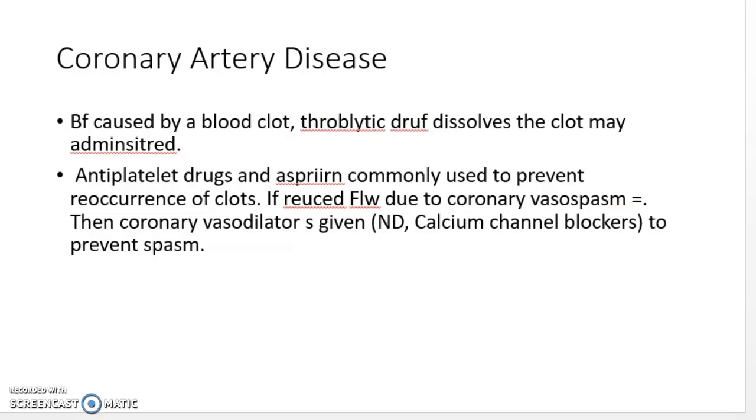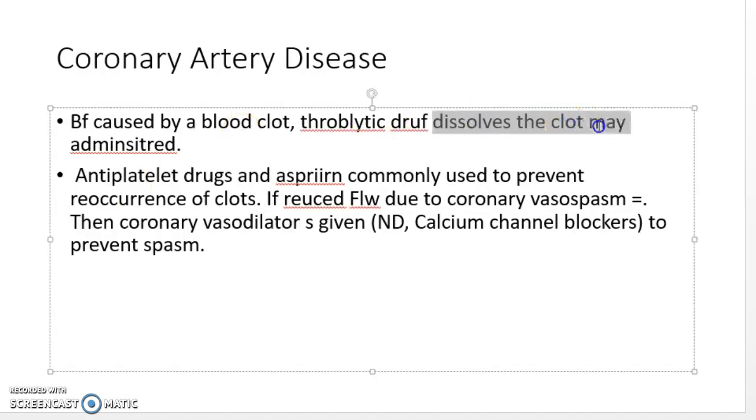Now there is thrombosis, where they form blood clots, so they're reducing blood flow, and therefore you can use antiplatelets or aspirin. Aspirin, I can't pronounce this, I don't know. It can commonly be used, and this can prevent blockage. They can prevent the recurrence of clots.